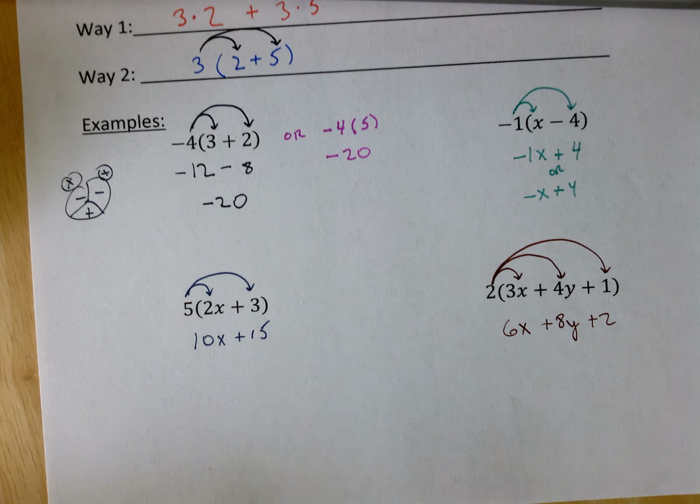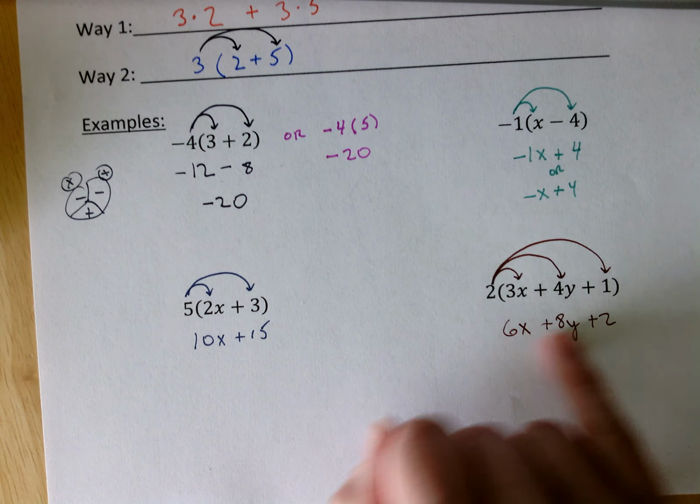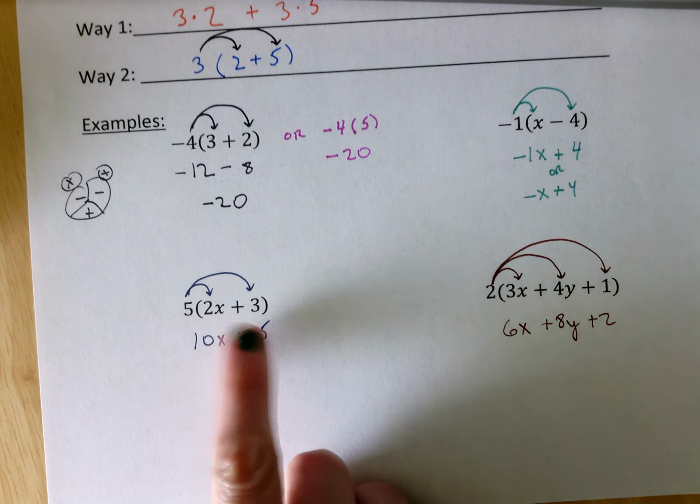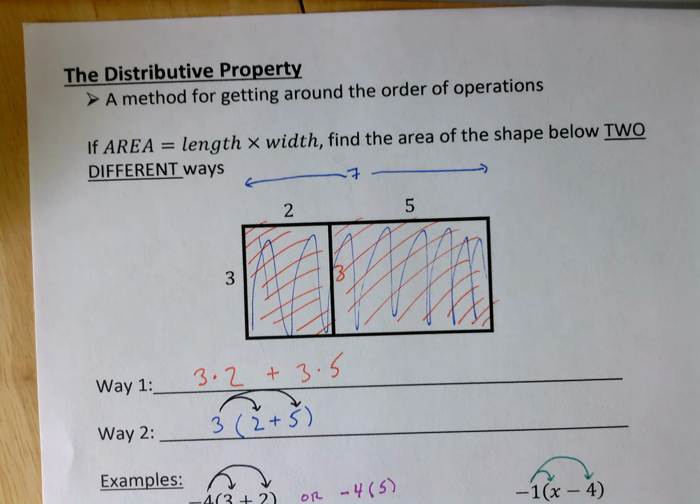So it's not super hard. You're just taking the number on the outside and you multiply it by everything on the inside, whether there's only 2 things on the inside or more than 2 things. You just multiply by everything on the inside. And that is the distributive property.